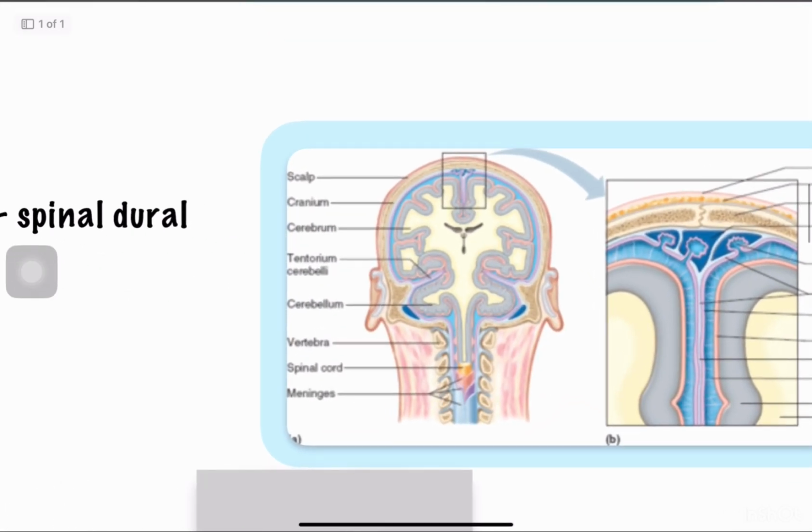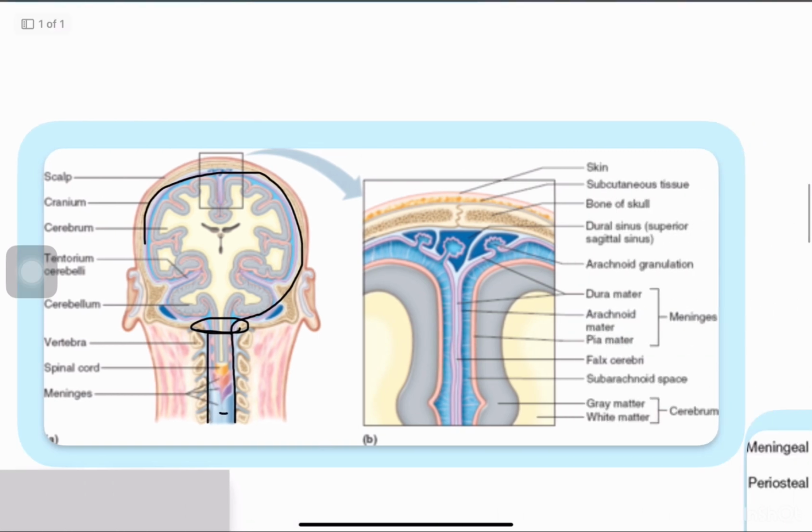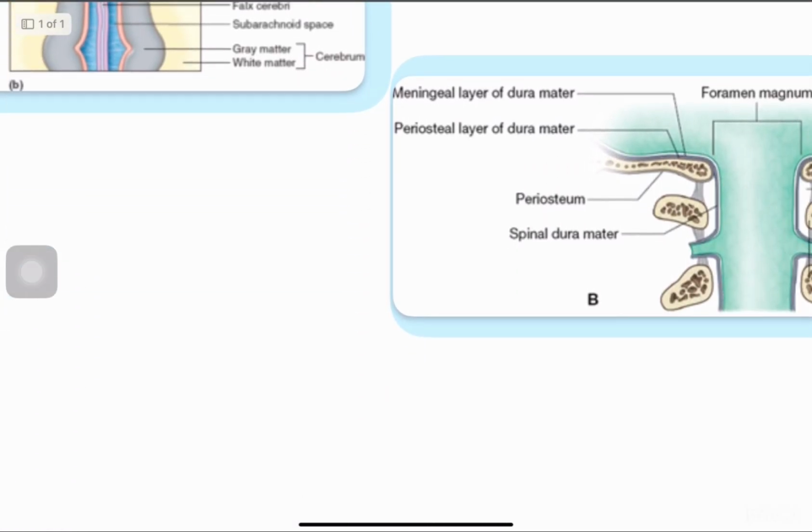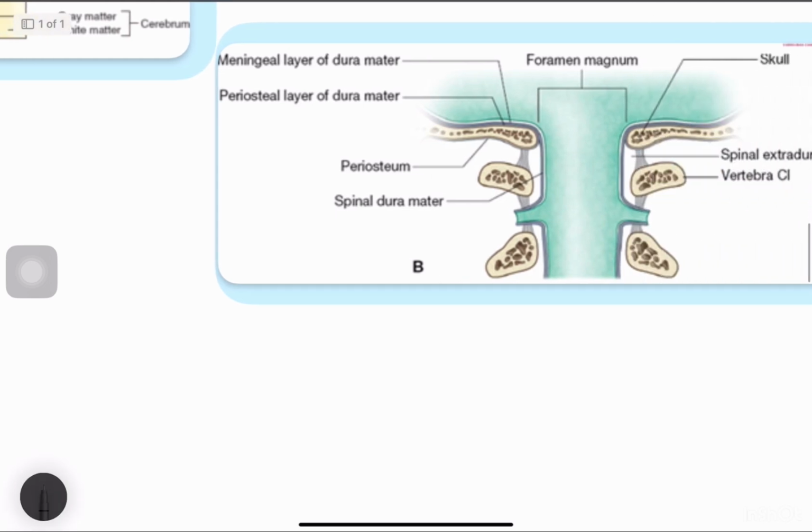Over here we can see it comes from the foramen magnum. This is the dura mater, comes out from the foramen magnum, extends through it, and also continues with the spinal cord and forms the spinal dura mater as well. Over here it's more clear. This is the foramen magnum, base of the skull, dura mater, spinal dura mater.